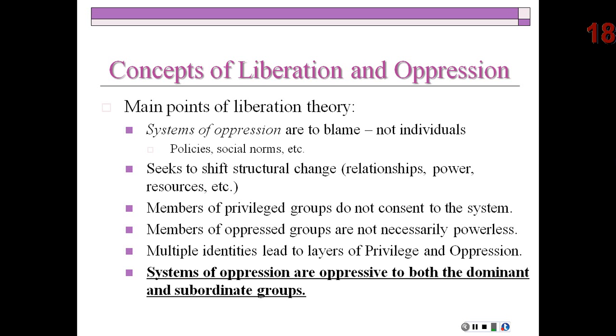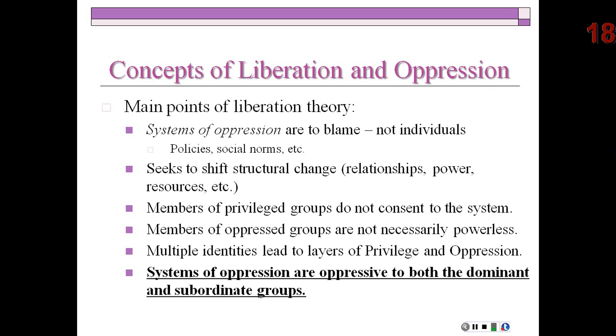We don't need to change individuals. We need to shift the social norms. We need to shift the policies. And so, in essence, we need to shift structural change, right? We need to shift how relationships work, how power works, how access to resources work. That's what we need to shift in order to become liberated.